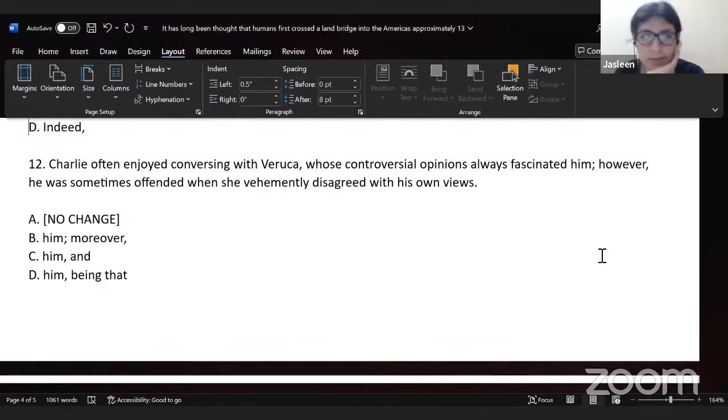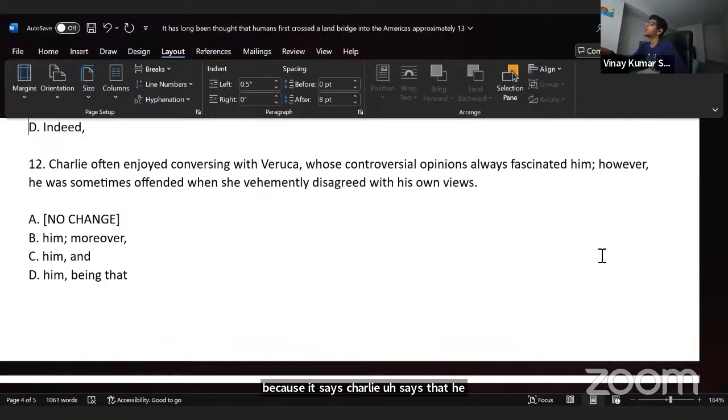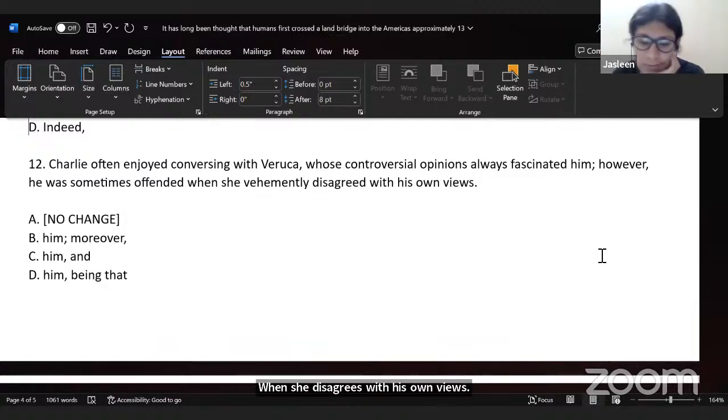Can you explain why? Because it says that he enjoys conversing with her, but he also gets offended when she disagrees with his own views. So it should be like a "however." Okay, perfect.